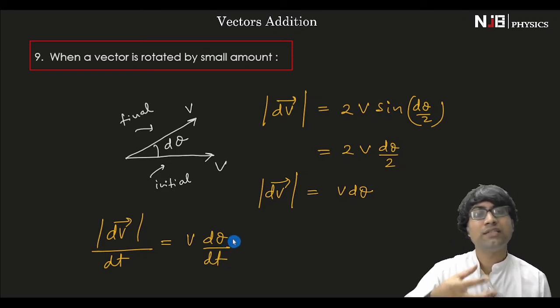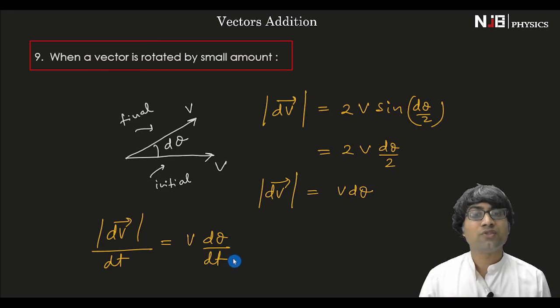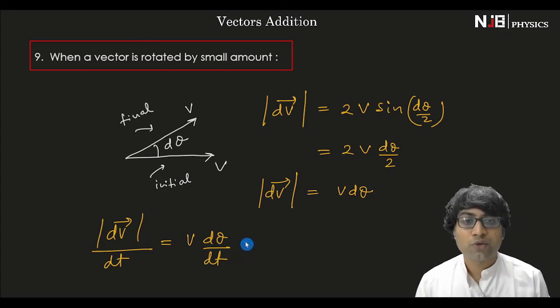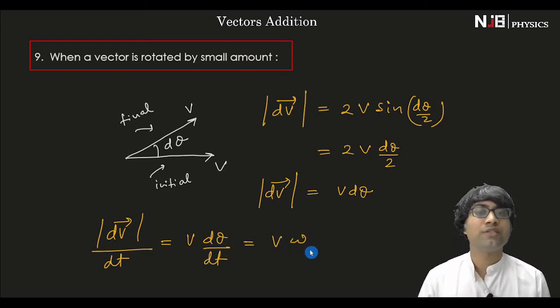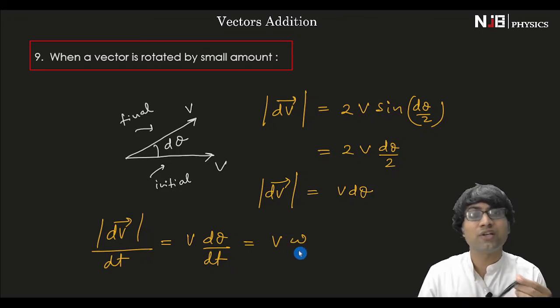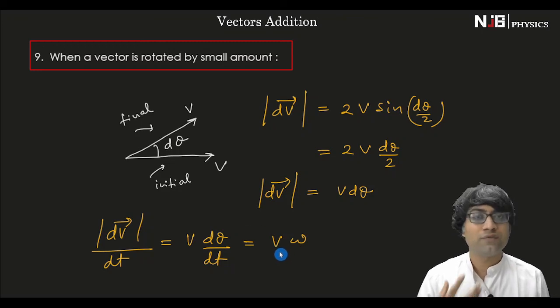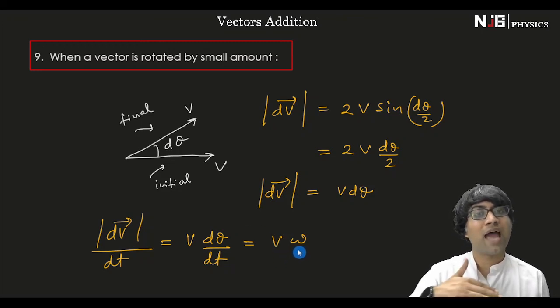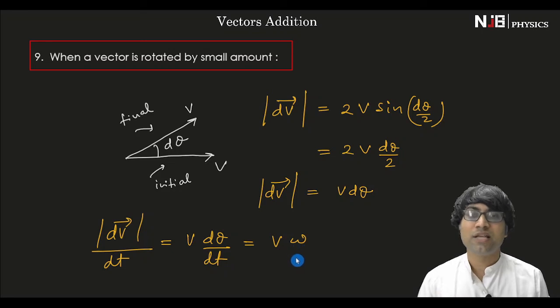And what is this d theta divided by dt? It is the rate at which the vector is rotating, and therefore it will then become equal to the magnitude of the vector multiplied by the angular speed with which it is rotating. So we can directly say that the rate at which the physical quantity is changing is nothing but equal to the magnitude of the physical quantity multiplied by the angular speed with which it is rotating.